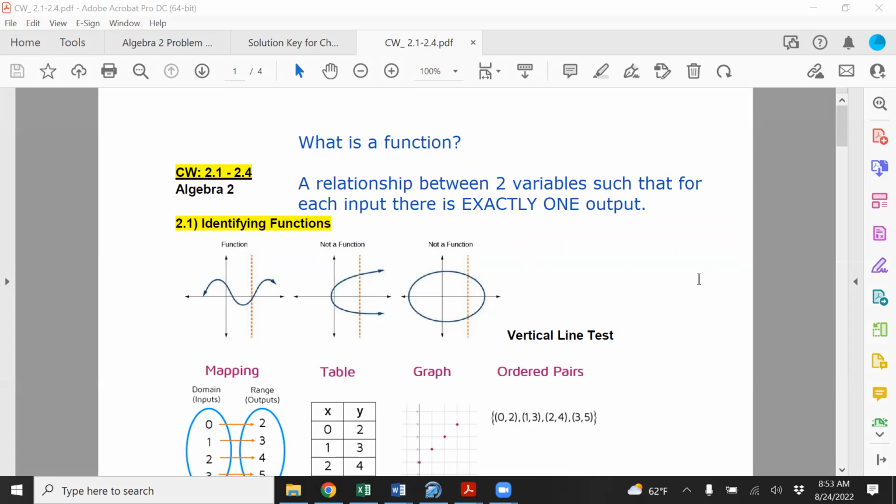So that's a function. Now, in this section, we're going to talk heavily about equations. Here's how you want to think about an equation. Equations are simply just relationships. Relationships between two or more variables.